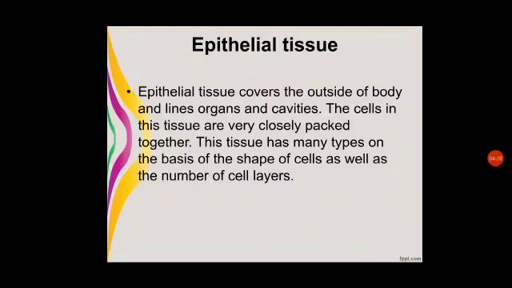The cells in the tissue are very closely packed together, and this tissue has many types on the basis of the shapes of the cells as well as the number of cell layers. So we can conclude that epithelial cells are here to cover mostly the outside of the body and the inside organs and cavities. And epithelial tissue has many types, on the basis of the number of cells and the layers of cells.